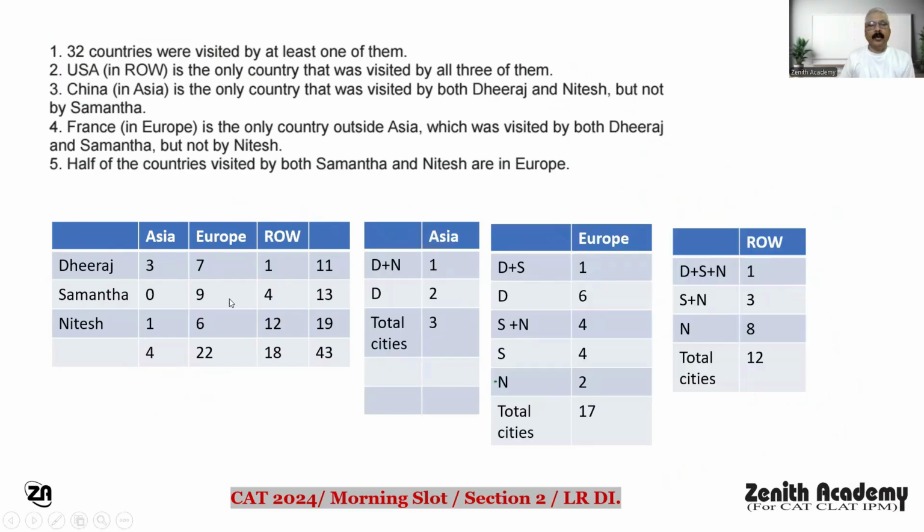So here is Samantha, Nitesh, in Asia, Europe, rest of the world. So in Asia, Dheeraj and Nitesh 1, Dheeraj alone 2, total countries is 3. Here, Dheeraj plus Samantha 1, D 6, S plus N 4, alone S 4, alone N 2. The total number of countries in Europe 17. And in the rest of the world, D plus S 1, S plus N 3, N is 8, and the total countries are 12. So I think now it is easy to answer the questions.